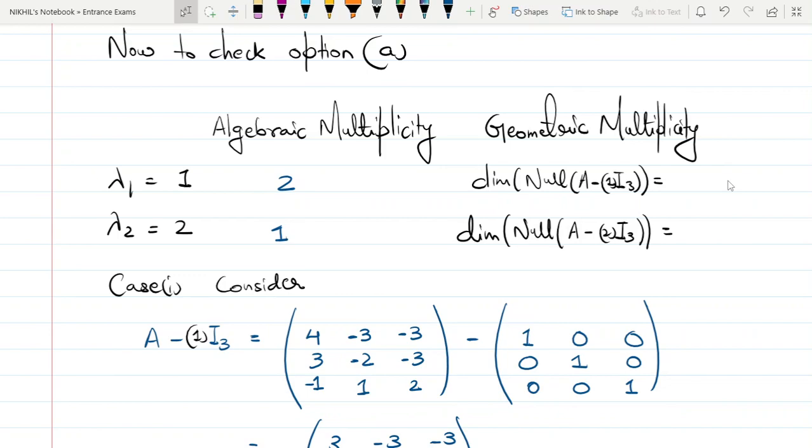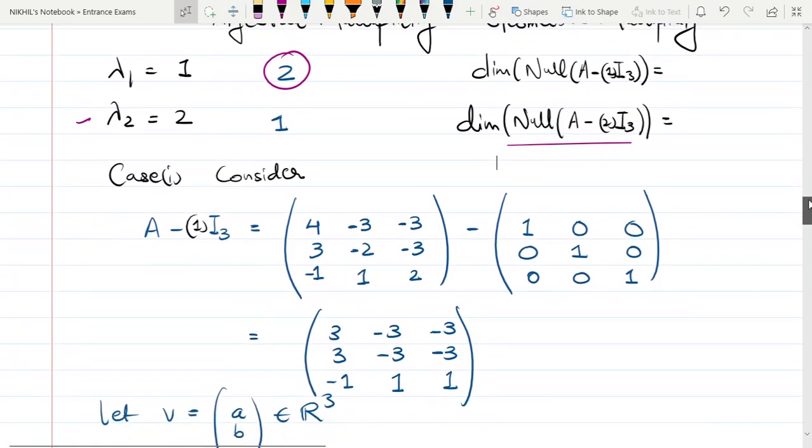So if you see here, for lambda 1 equal to 1, its algebraic multiplicity is 2. I have to calculate the geometric multiplicity, that is, the dimension of the null space of A minus the eigenvalue times the identity matrix. Similarly, I have to calculate the geometric multiplicity for lambda 2 equal to 2 using the definition. There are two ways to calculate this. First, you directly calculate the null space.